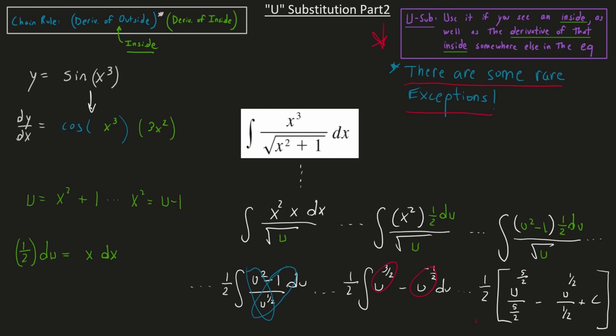And of course, the last step would be getting u's out of there and putting the x's back in. So I would put in x squared plus 1 for each u. And that would be my final answer. So again, watch out for these exceptions here. That was the whole point of this u sub part 2 video. They're out there. It doesn't look like u sub would work based on the way I taught you u sub, but it actually does work by being a bit clever with your u choice as well as your algebra here.